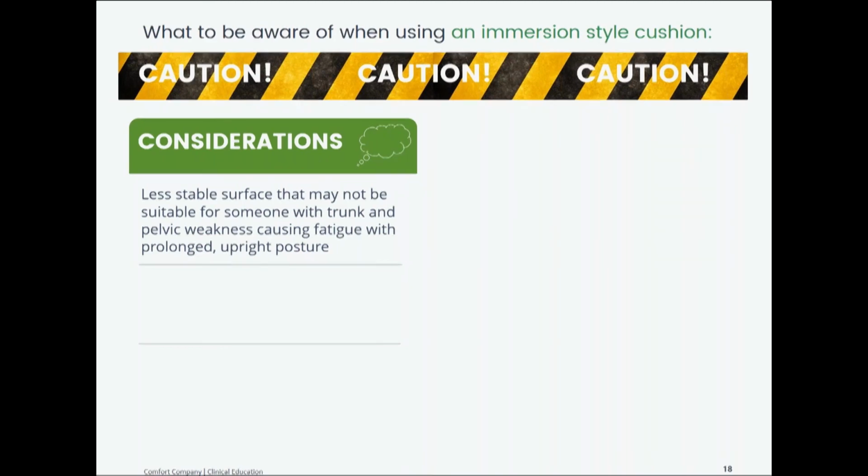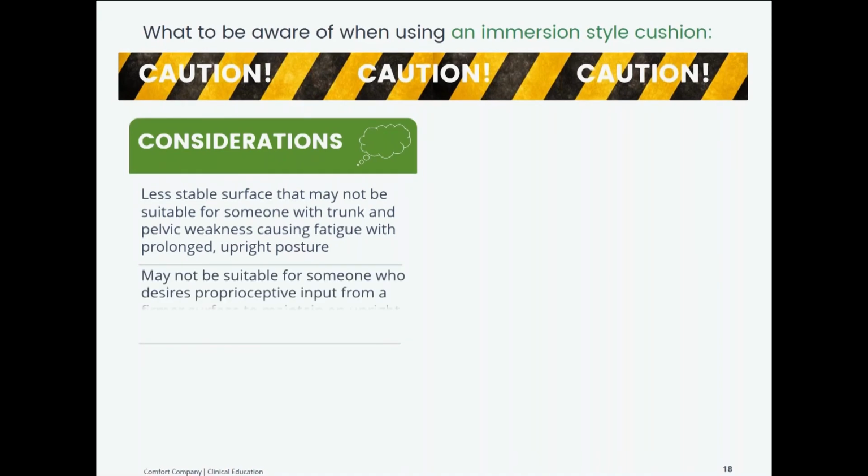They may start to lean or slide down or slump over a little bit more quickly on this style of surface if core strength is quite an issue. As well, it may not be suitable for someone who does want that proprioceptive input, who does want that firmer surface that really gives them the borders, gives them the guides to align their lower extremities, to align their pelvis, and really lock it in to help with stabilization.